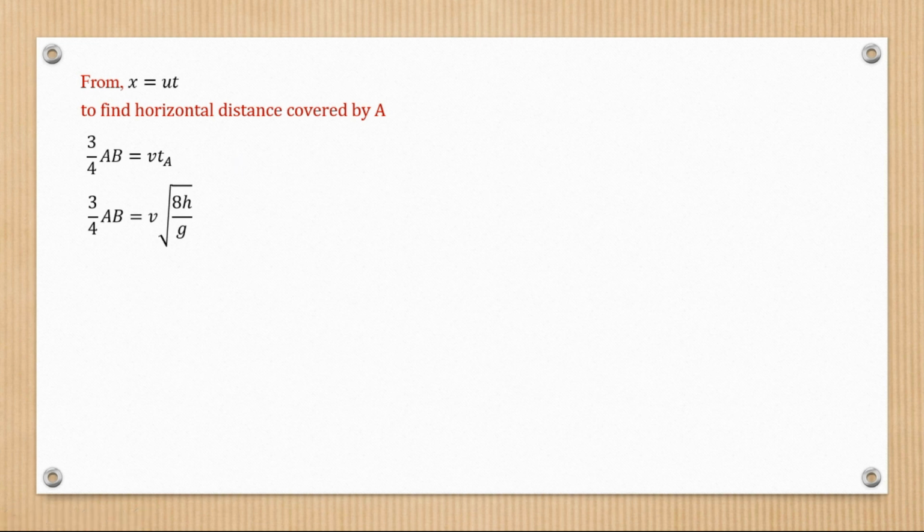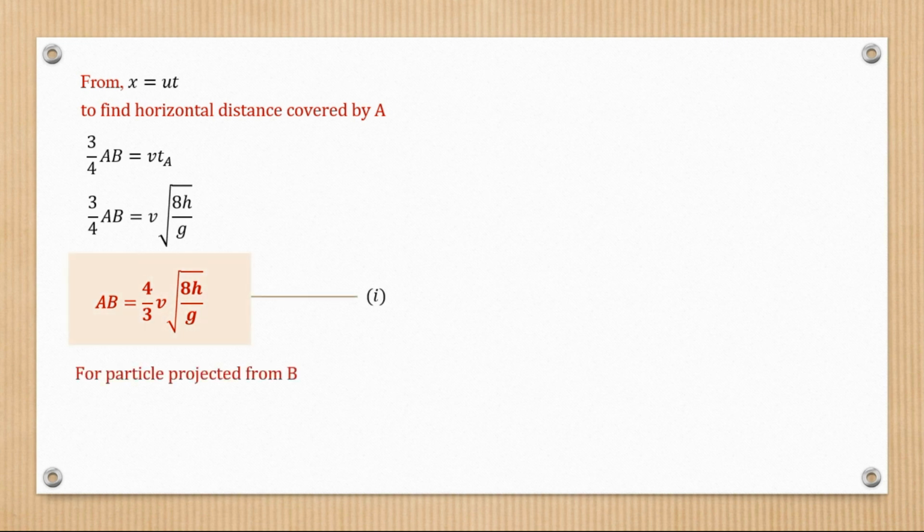And then from x = ut, we can find the horizontal distance covered by A. So we'll have 3/4 of AB = v t_A. Remember, in this case, for the particle A, we've been told that its initial velocity is represented by small v, so we substitute that where we have the u. Now we strive to make AB the subject. We remember that t_A was equal to root of 8h over g, so we substitute that there. So now AB = 4/(3v) times root of 8h over g. That's going to be our equation 1.